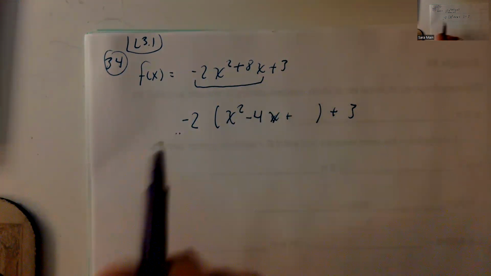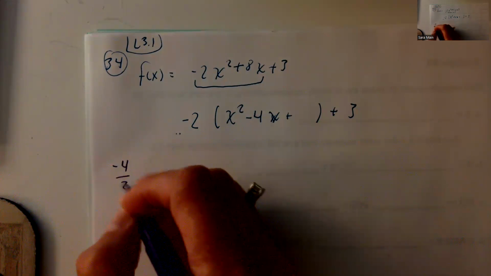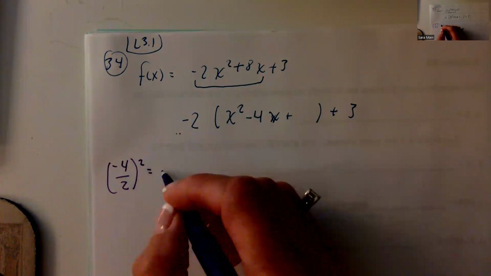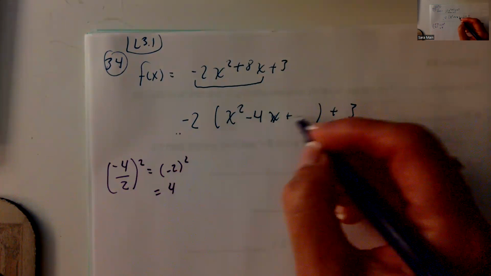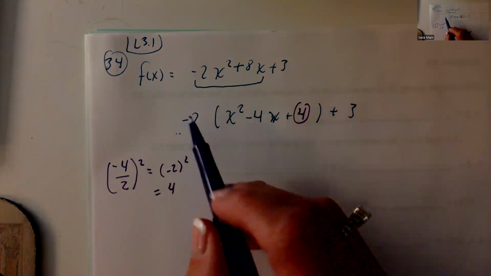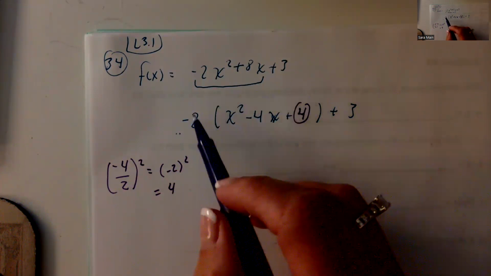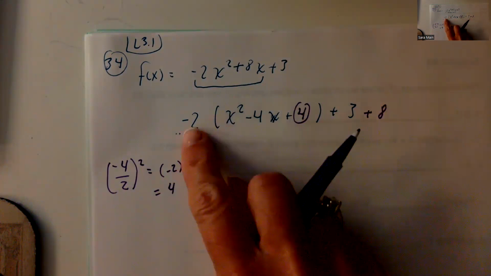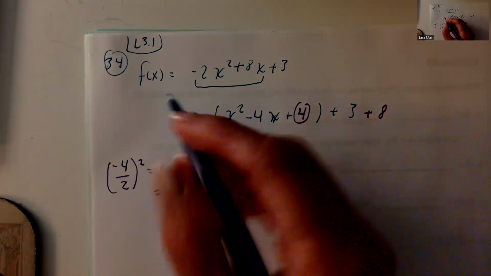So I only factored the -2 from the first two terms. To complete the square, I have to take half of -4, so divide -4 by 2 and then square it. So that's going to be -2 squared, or 4. So I'm adding a 4 here, but really it's -2 times 4. So that's a -8. So to offset a -8, I have to add 8. So it's -2 times 4 is -8, so I have to add 8. So it zeroes out.